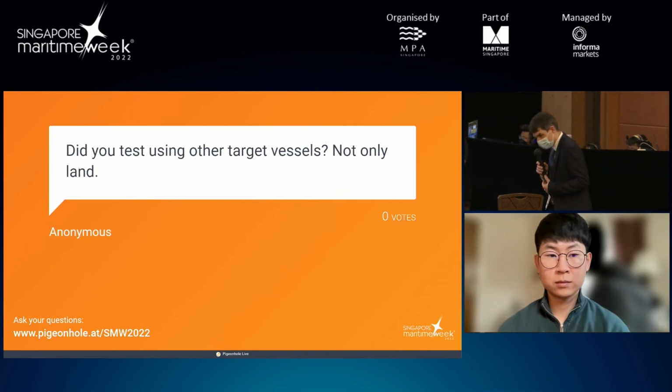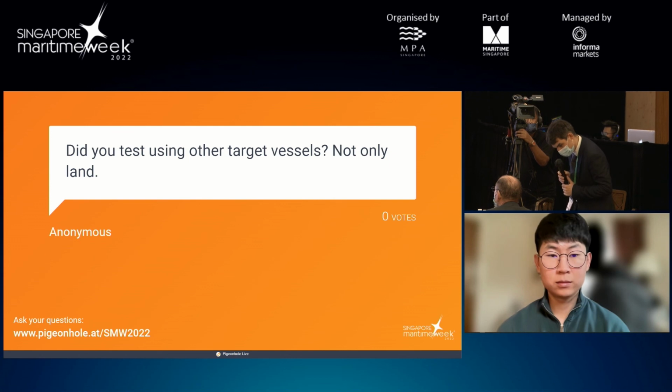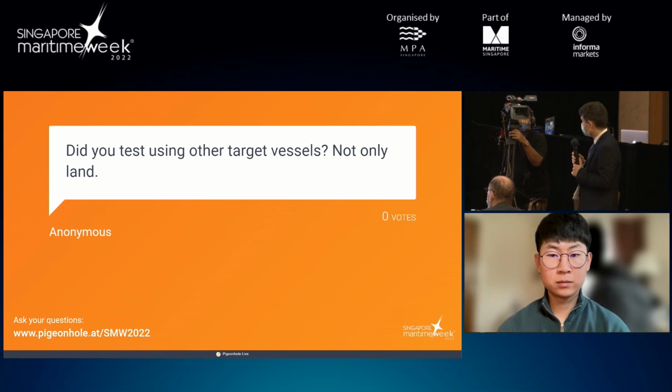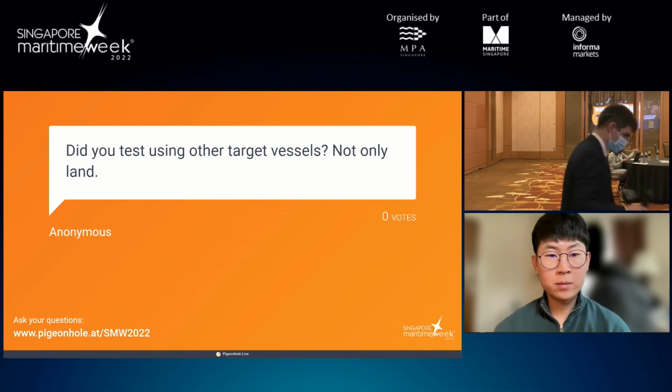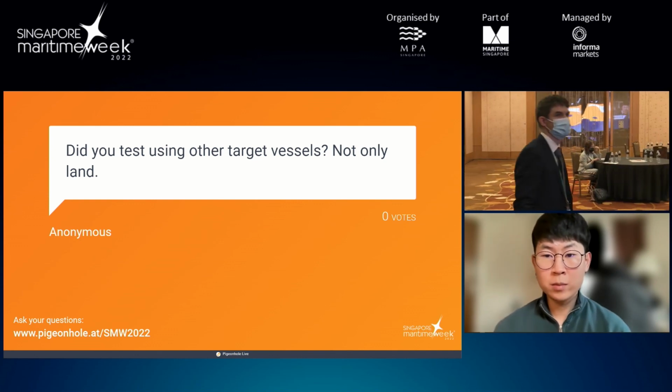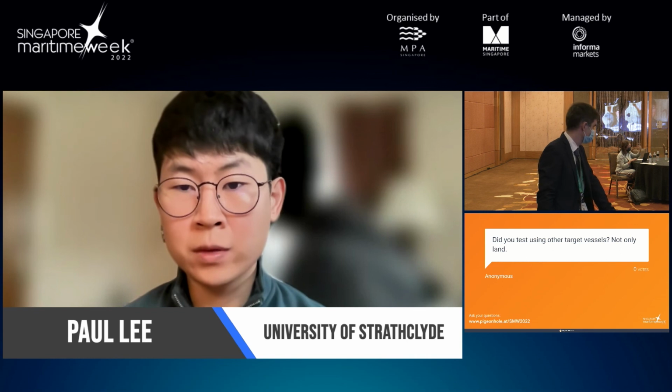I guess there is one more question. Did you test using other target vessels, not only land? Yep, thank you for the question. As you can see from the presentation, we haven't considered other target vessels and moving obstacles, and it will be part of the future work.